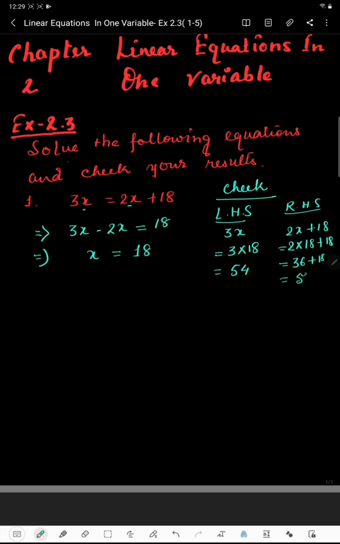So what we have seen is that on the left hand side we have got the same value as on the right hand side, meaning left hand side is equal to right hand side. In this way we can check it: after putting the value of x we have got the same value on both the sides.